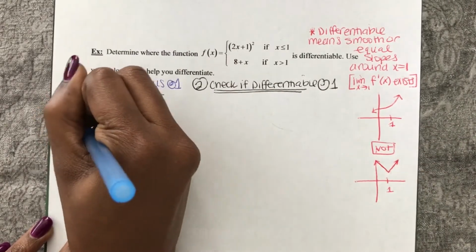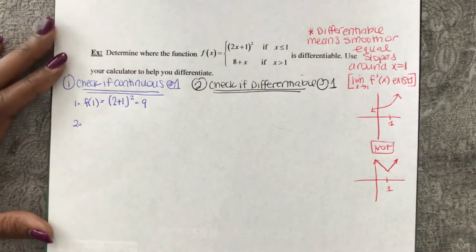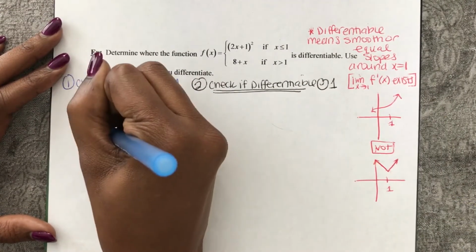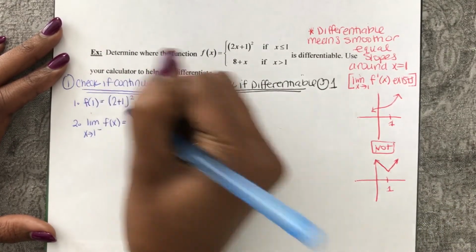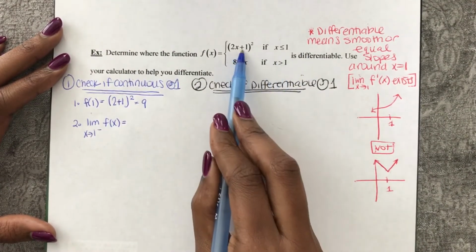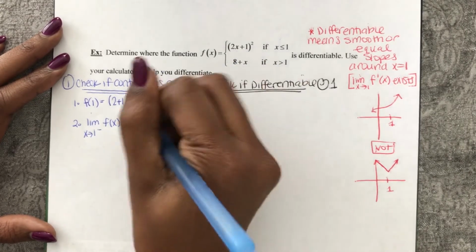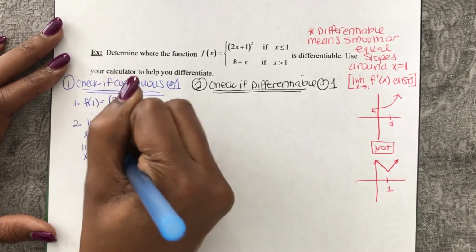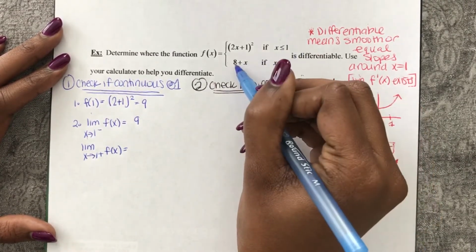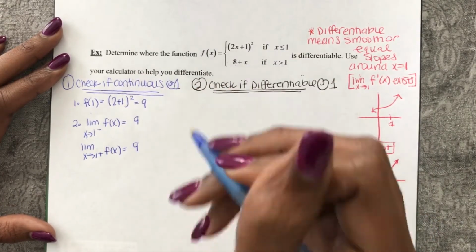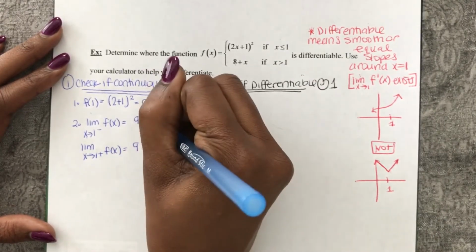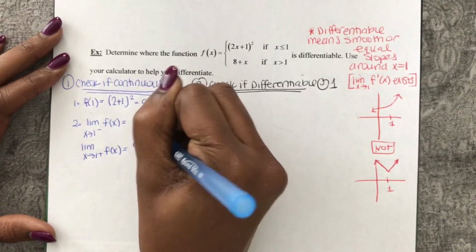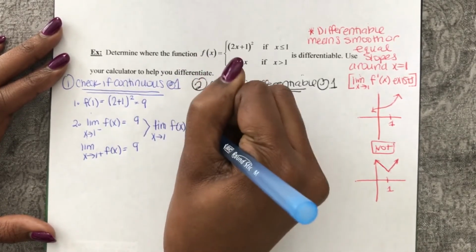So it exists. So now 2, I need to check the limit from both sides. The limit as x approaches 1 from the left of f of x, I would be just plugging in direct substitution in here, which is 9. And then the limit as x approaches 1 from the right of f of x would equal 8 plus 1, which is 9. So therefore, this means the limit as x approaches 1 overall of f of x equals 9.